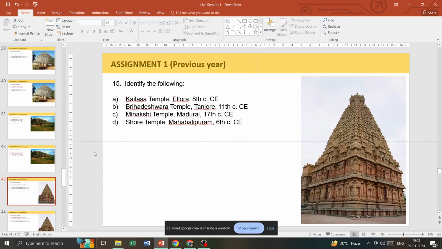Meenakshi Temple, Madurai, 17th century CE. Shore Temple, Mahabalipuram, 6th century CE.